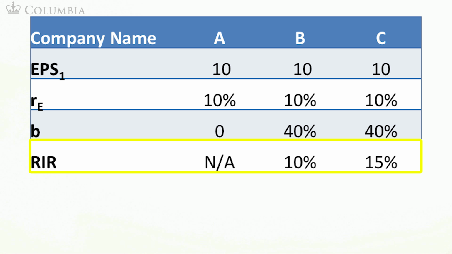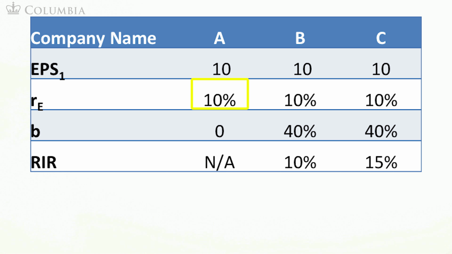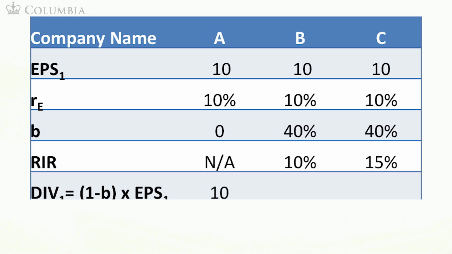Let's first find the price of Firm A using the Gordon growth model. We need the dividend in year 1, the cost of equity, and the dividend growth rate. The cost of equity is given and it's 10%. The dividend next period will be $10 per share since Firm A pays 100% of its earnings as dividends.